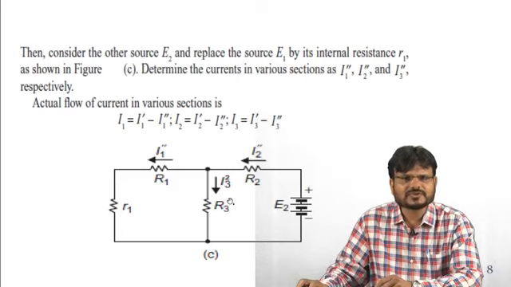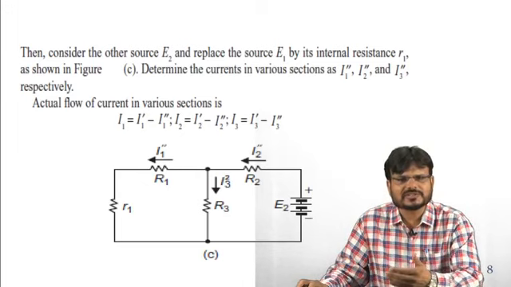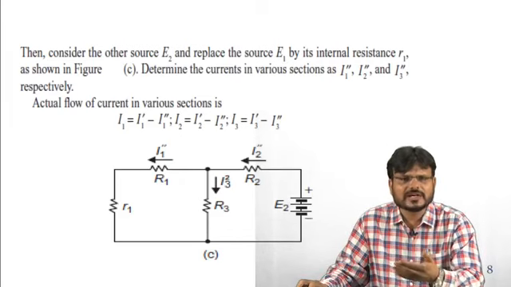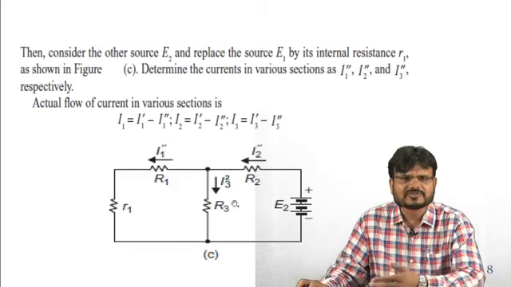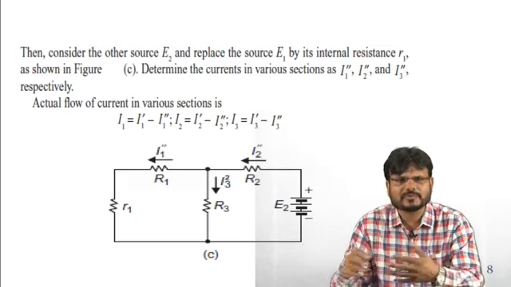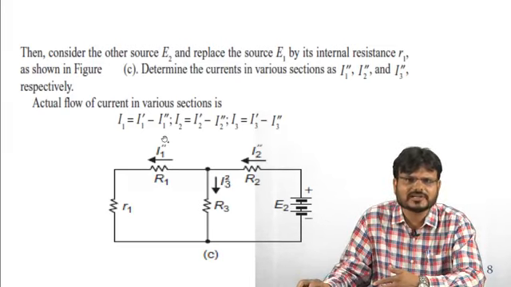So what will be the actual flow of the current? As the superposition theorem states, the current or voltage in any particular branch will be equal to the algebraic sum of the responses. In this branch, one current was I1 dash and another current is I1 double dash, and the directions of both currents are opposite. So what will be the current I1?